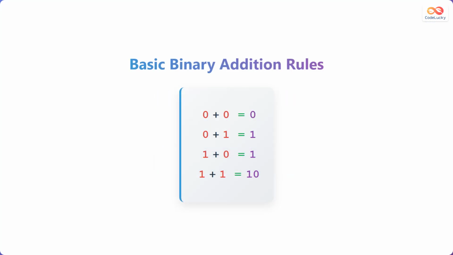Let's begin with the basic rules of binary addition. These rules are fundamental to understanding how binary numbers are added together. First, 0 plus 0 equals 0. Next, 0 plus 1 equals 1. Then 1 plus 0 equals 1. Finally, 1 plus 1 equals 10. This last rule introduces the concept of carry, which we'll explore further.